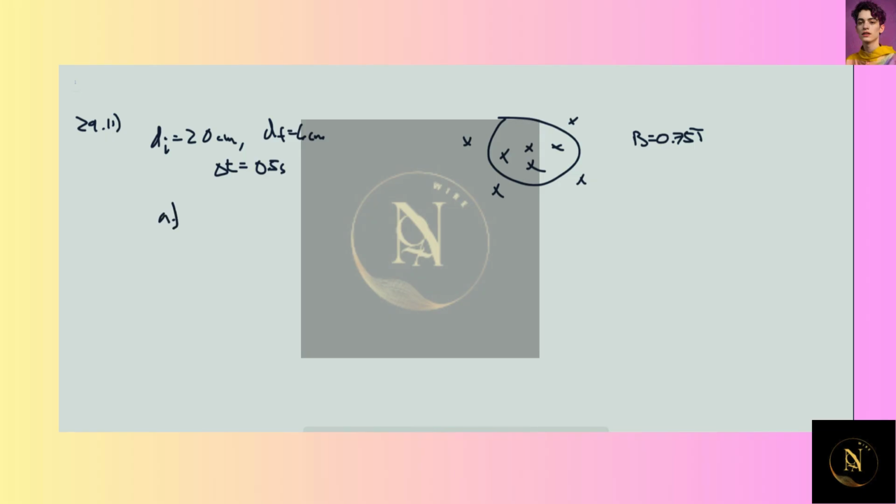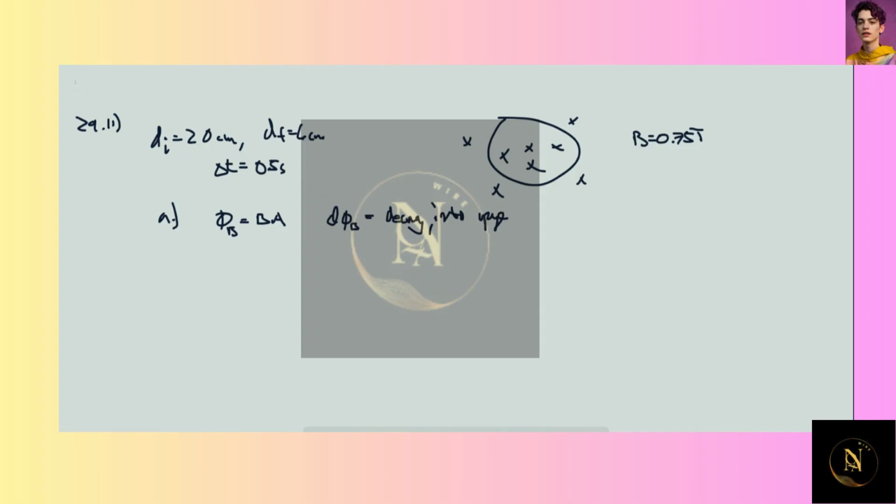So A, what is the direction of the induced current in the loop? Okay, so as the diameter decreases, the area decreases. So phi B is just given by BA. So for a constant magnetic field into the page, that means we have a d phi that is decreasing into the page.